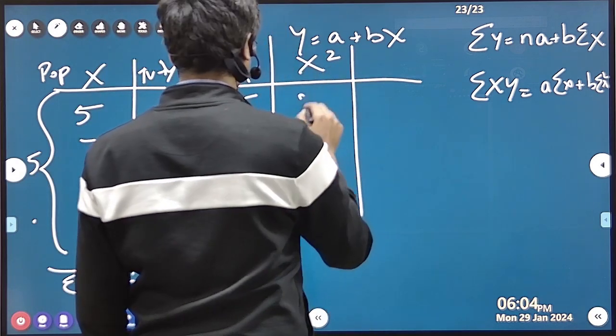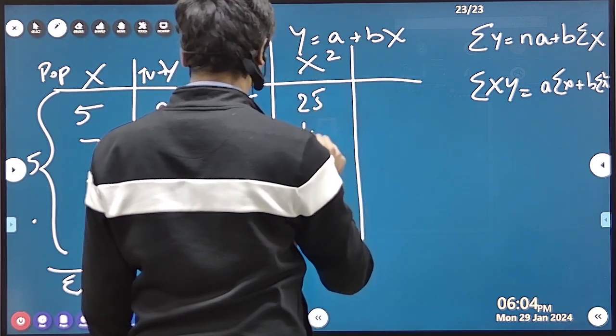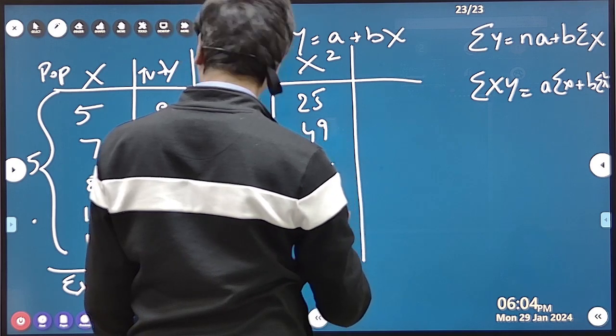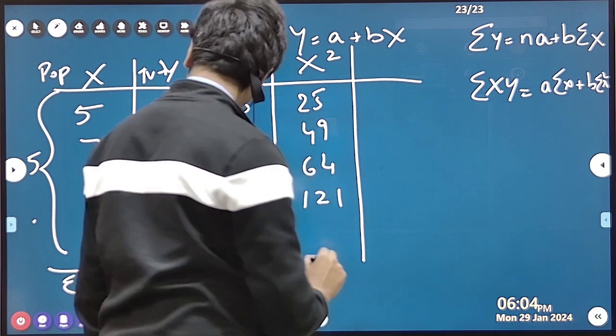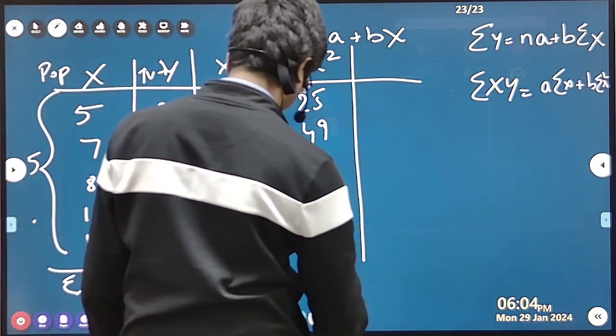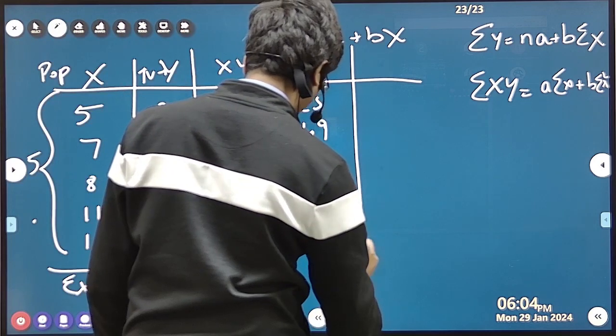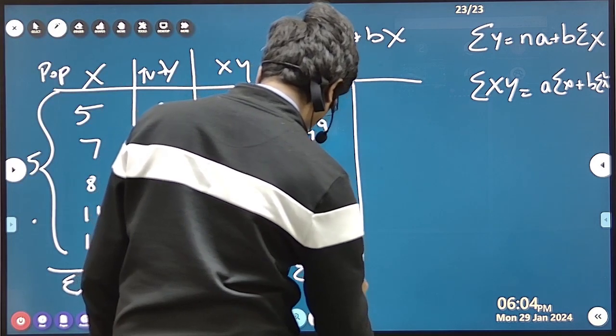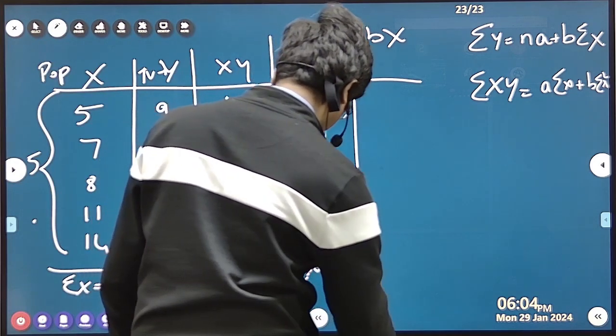Okay. Now we need x square. Right. That is 25, 49, 64, 121, 14 is 196. Right. So my sigma x square is 455. Yeah.